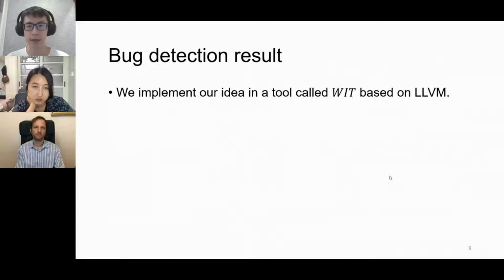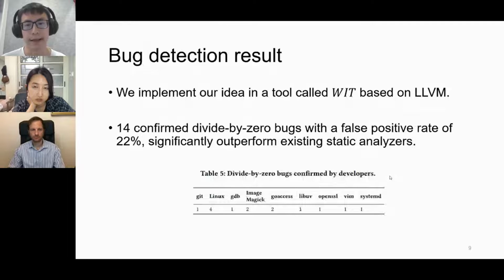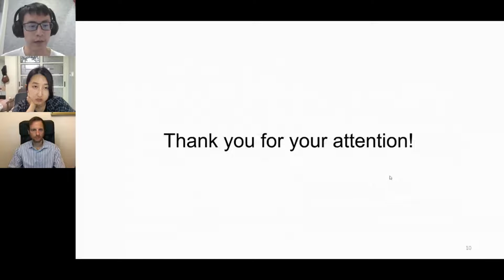We implement this idea in a tool called Breed based on LLVM, and we have found 14 confirmed bugs with a low false positive rate of 22%, significantly outperforming existing static analyzers. That's all of my presentation, and I will be happy to take questions later.